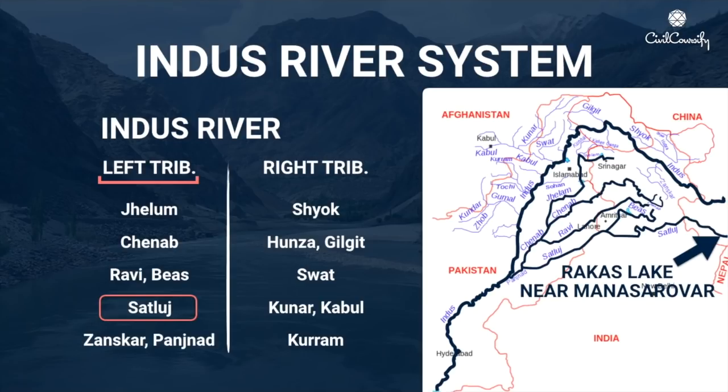Now I hope you have noticed that the river Chenab is the only river of the Indus left-hand tributaries that finally reaches the river Indus. Rest all the tributaries, the major tributaries, end up in the river Chenab or in the river Satluj.